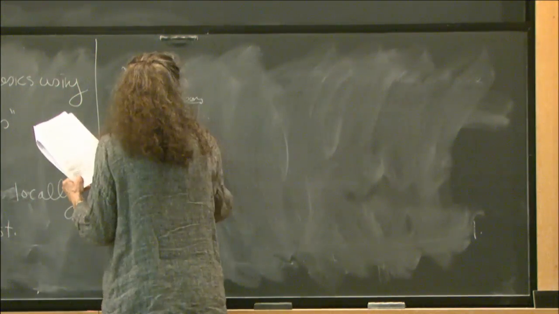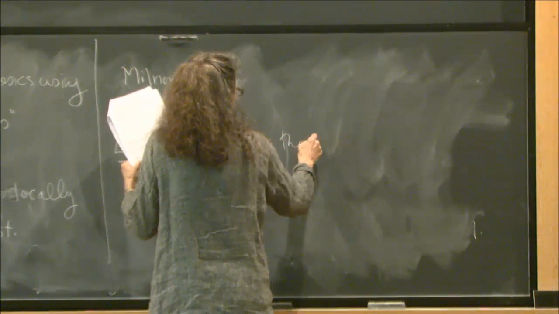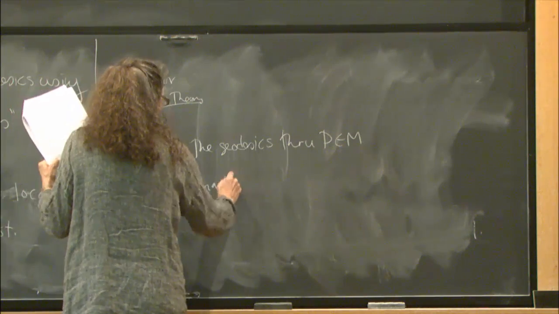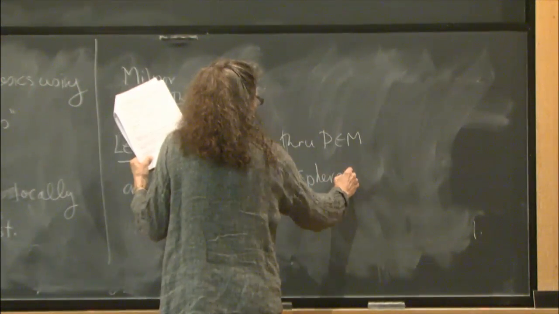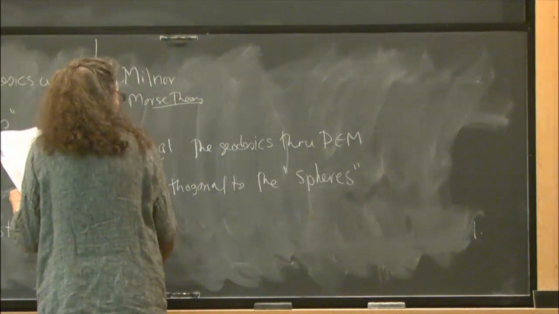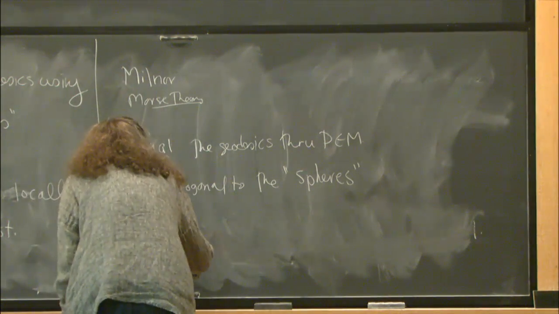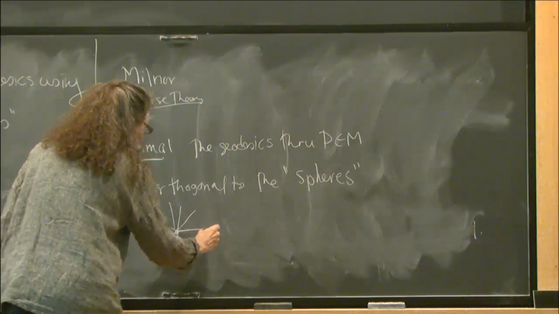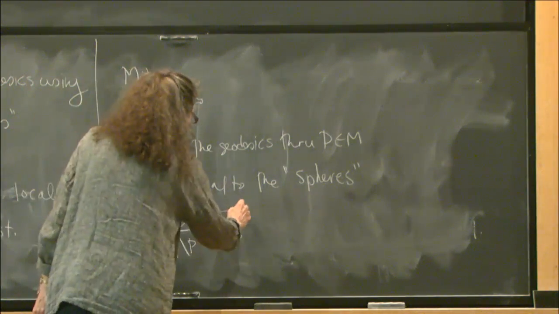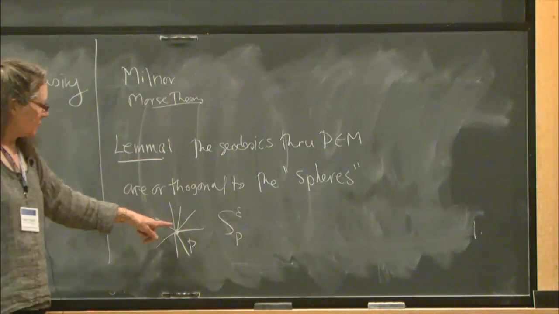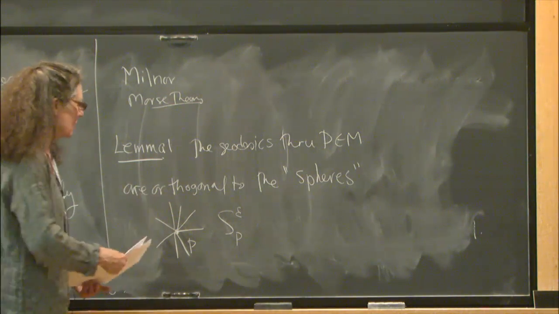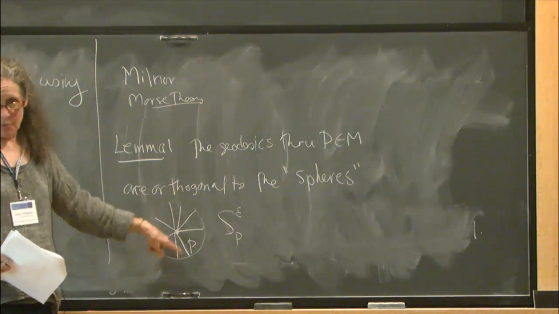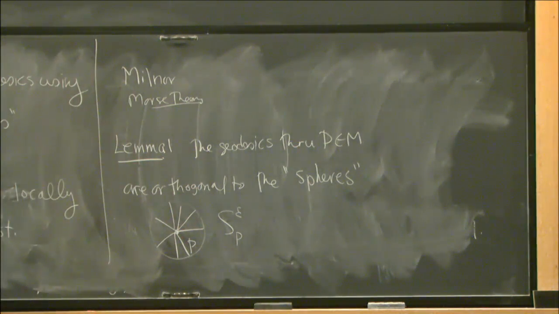It says that the geodesics through P, so if you take any point P in the manifold, the geodesics through P are orthogonal to the spheres. I didn't define the exponential map yet, but if you start at a point P and go out along a geodesic, let's call it the sphere with center P and radius epsilon. This is the sphere that I get by starting at P and going along a geodesic in all the possible different directions of length epsilon. So the first lemma is to show that the sphere is perpendicular to the geodesics. Okay, I think that's at least believable.